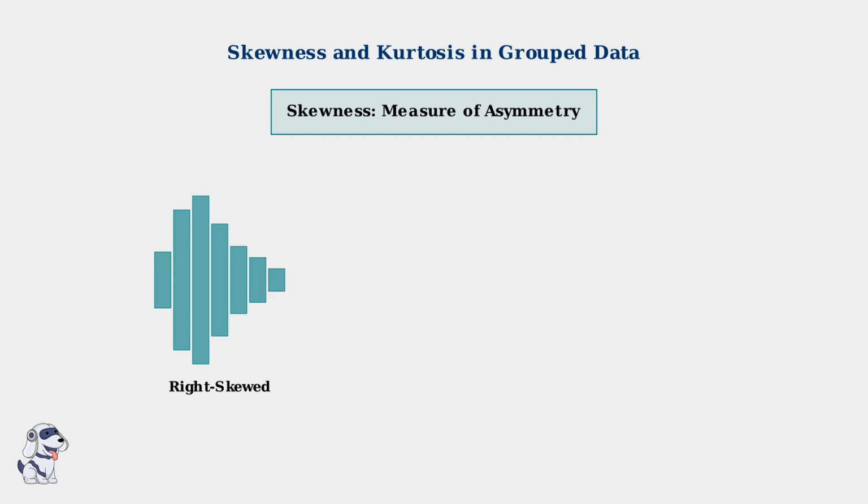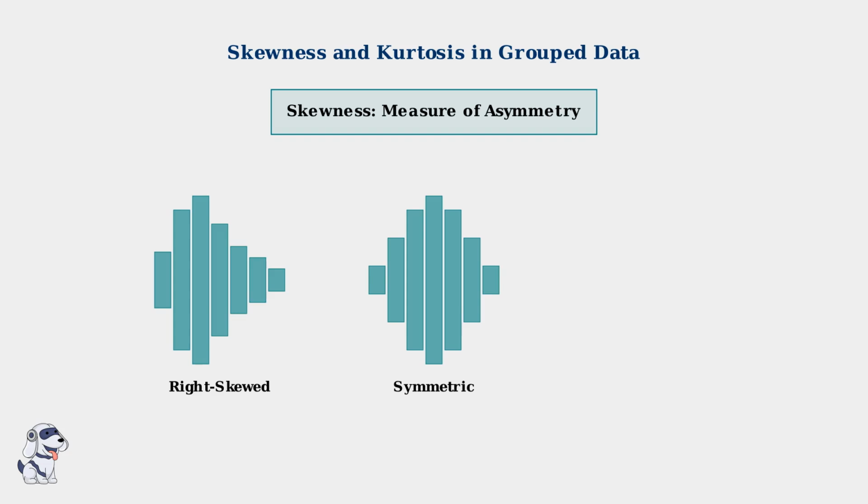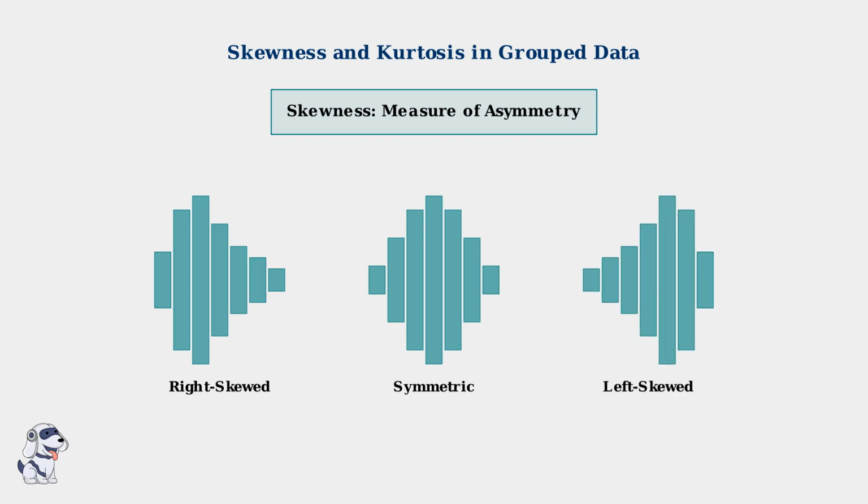A right-skewed distribution has a long tail extending to the right, with most data concentrated on the left side. A symmetric distribution has data evenly distributed around the center, creating a balanced shape with no obvious lean to either side. A left-skewed distribution has a long tail extending to the left, with most data concentrated on the right side.